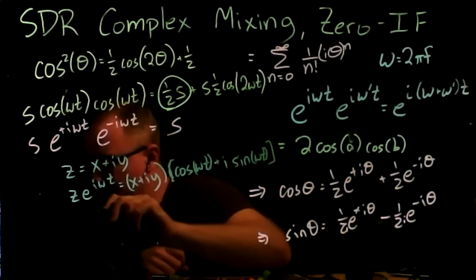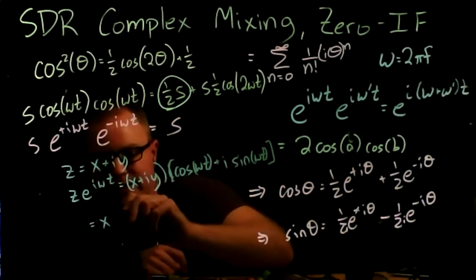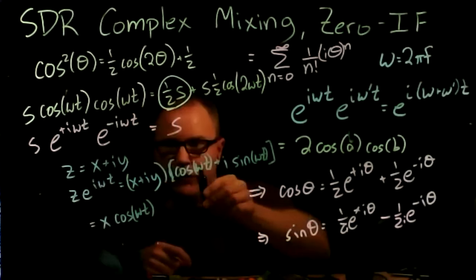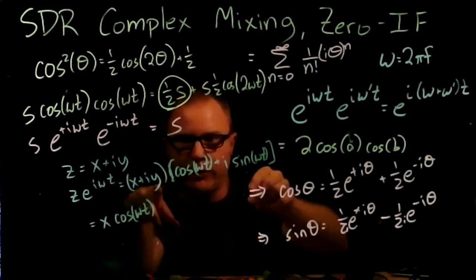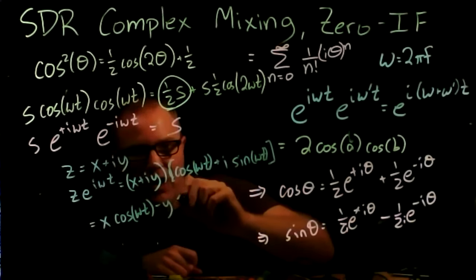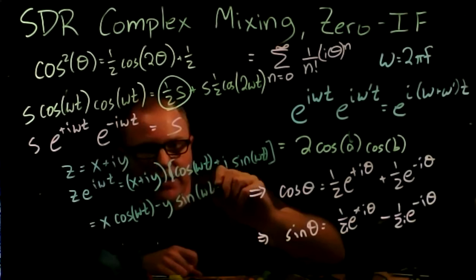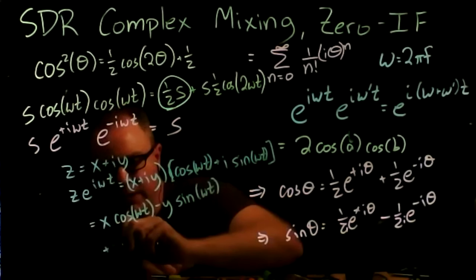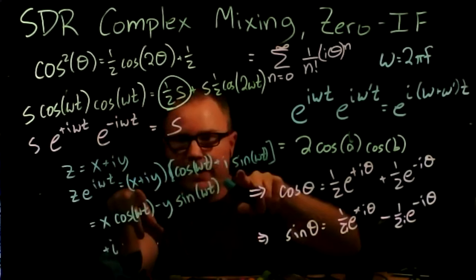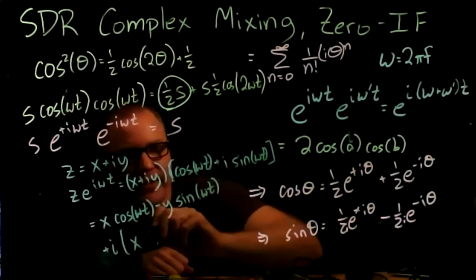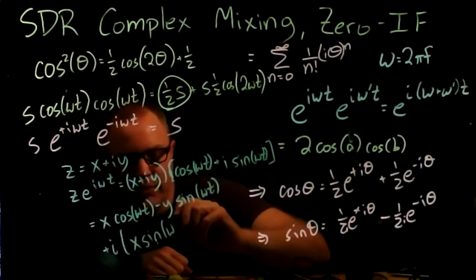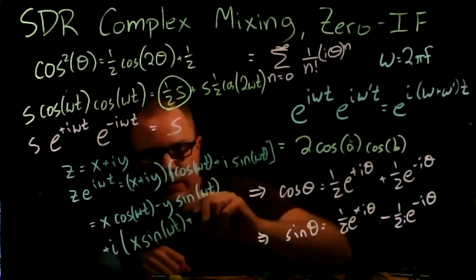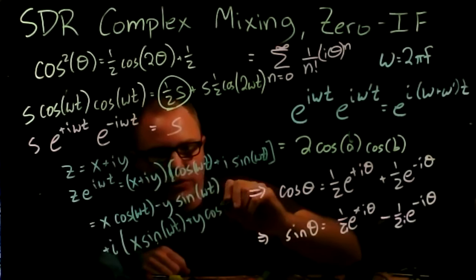So here I'm going to get a bunch of terms. So I'm going to get X cosine omega t. Let's just consider the real terms first. So there's a real term there and a real term there, minus Y sine omega t. And let's consider what are the imaginary terms. So there's plus I times X sine omega t, right, plus Y cosine omega t.